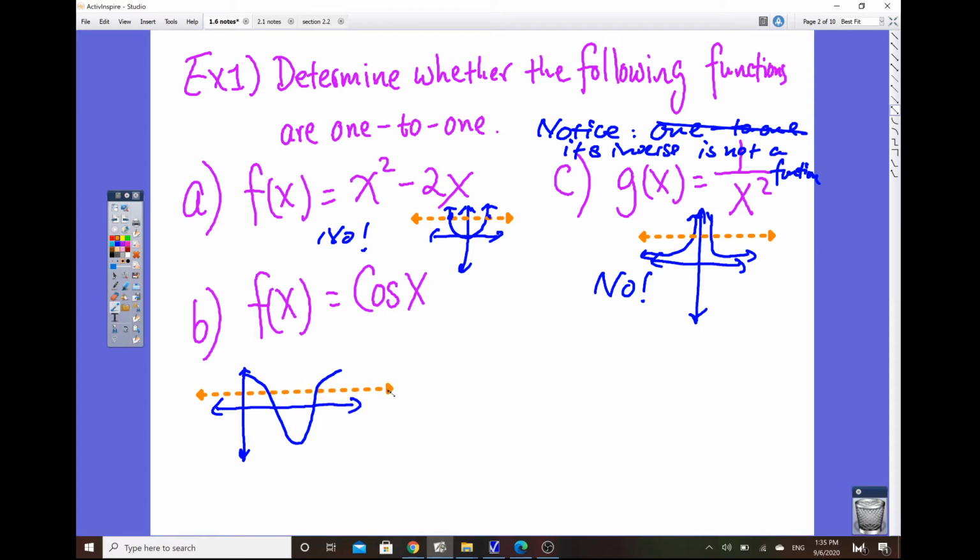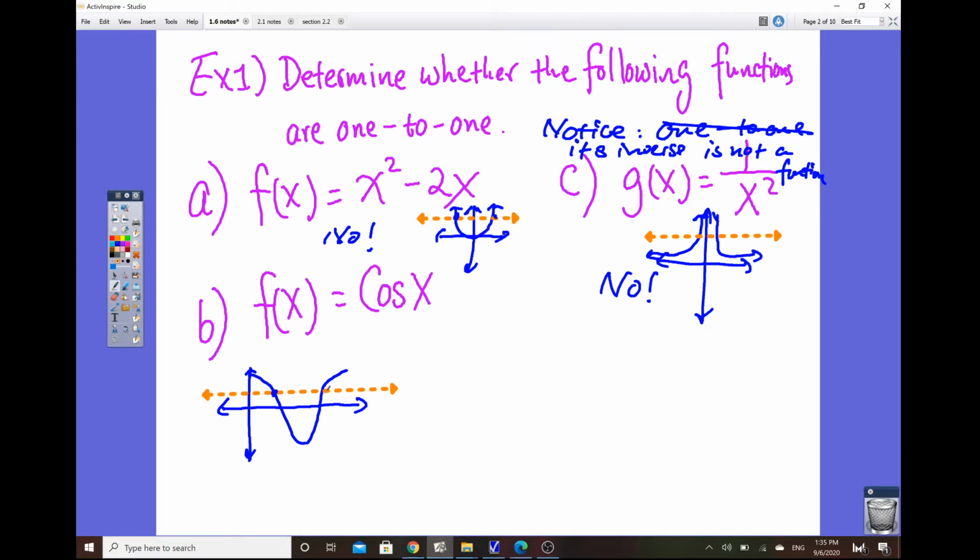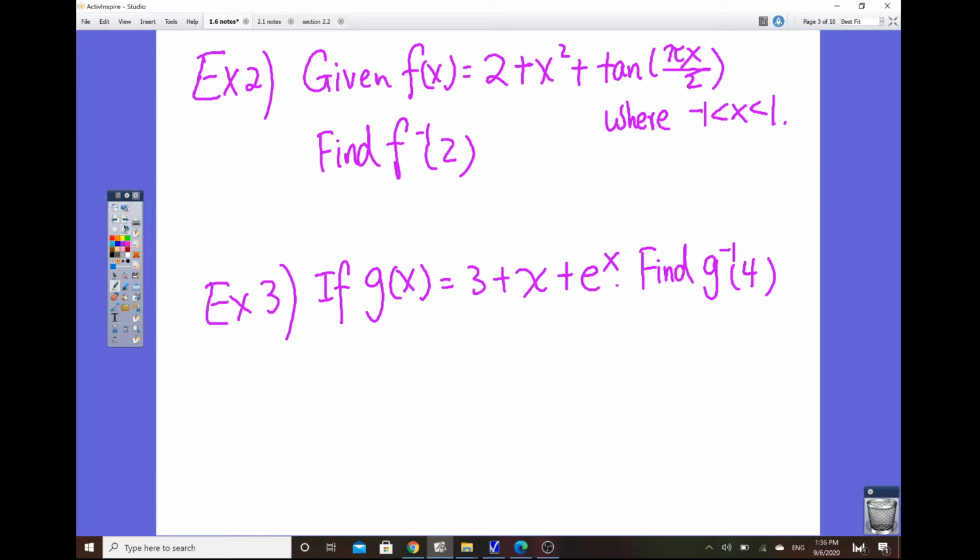As you can see in the graph, the line has two points of intersection. One is over here, and here's another one. So this one is not one-to-one. Okay, now let's move on to the next one.